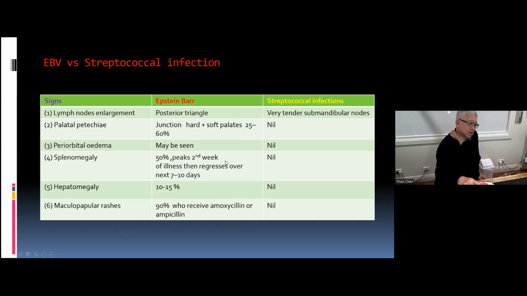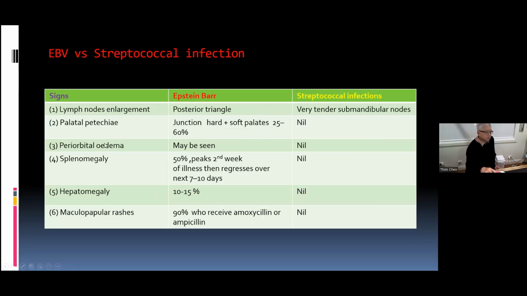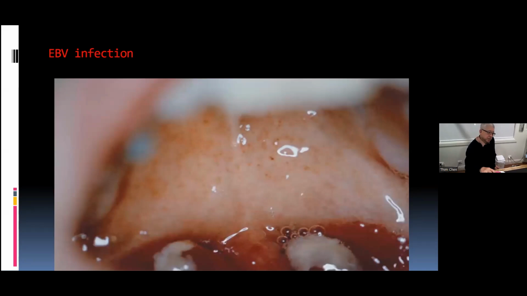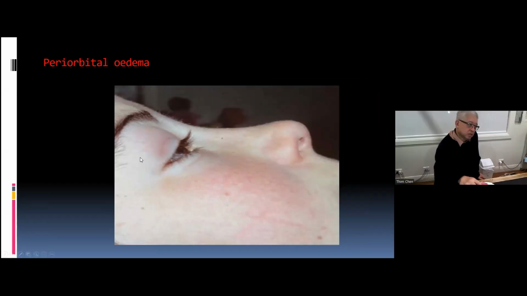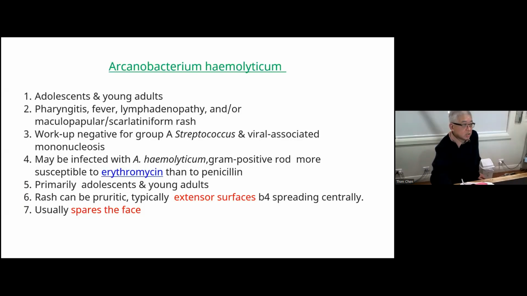So I think this table may be helpful for you to look for other signs, because the throat is really not much of a help to differentiate. And these are the petechial hemorrhages on the soft palate, which you are supposed to see in EBV, but you don't see in streptococcal infections. And periorbital edema, not so common, but in EBV there is a bit of swelling of the eyelids. You can see that as compared to streptococcal tonsillitis, they shouldn't have.